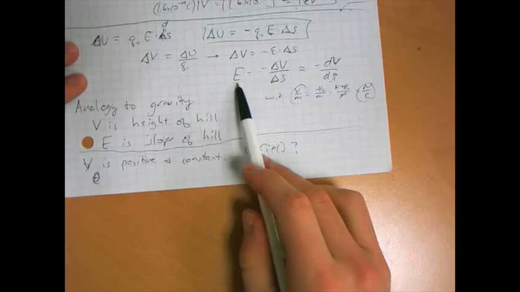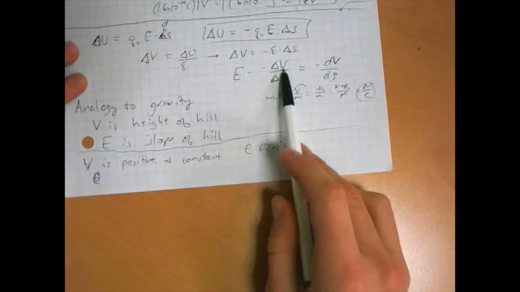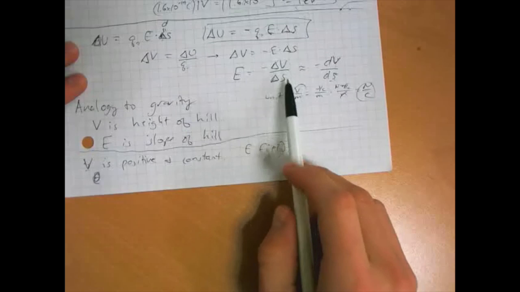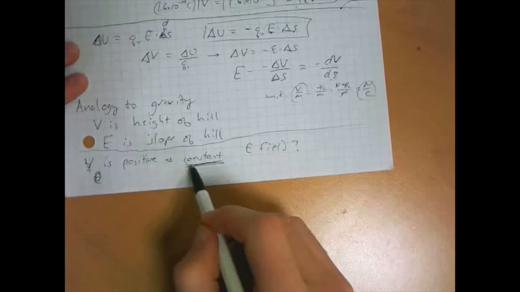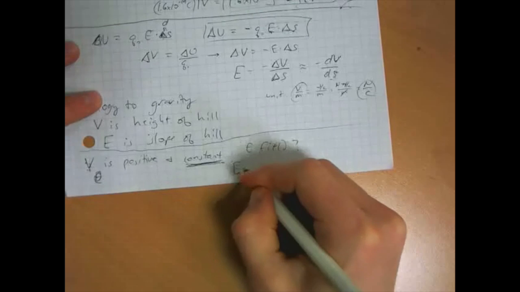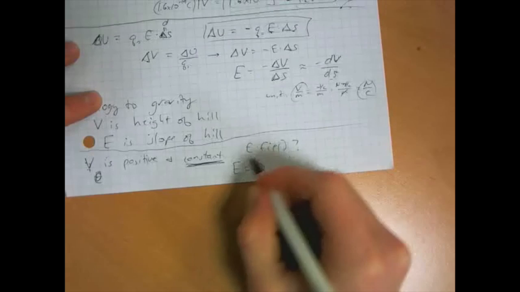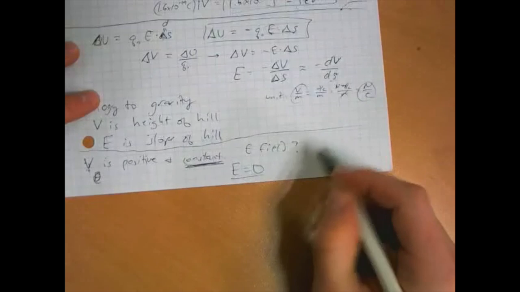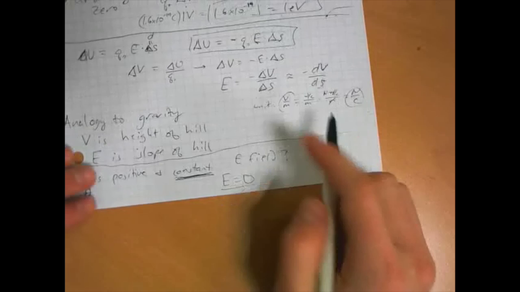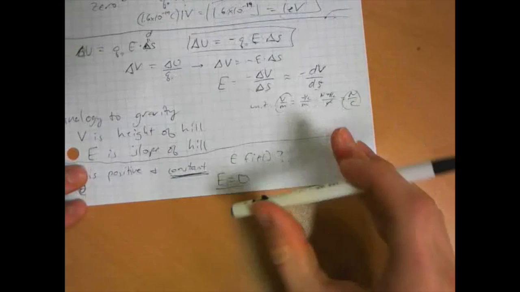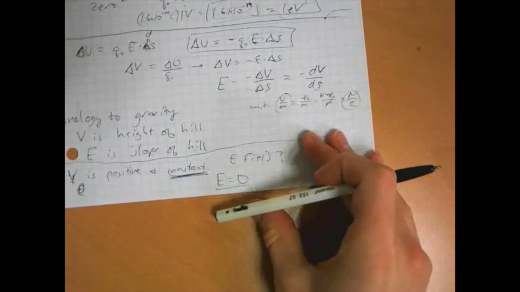Well, we know electric field is change in potential per distance. So if the potential is constant, that means that the electric field is 0. So keep in mind that relationship, that a change in potential leads to an electric field, and an electric field means a change in potential.